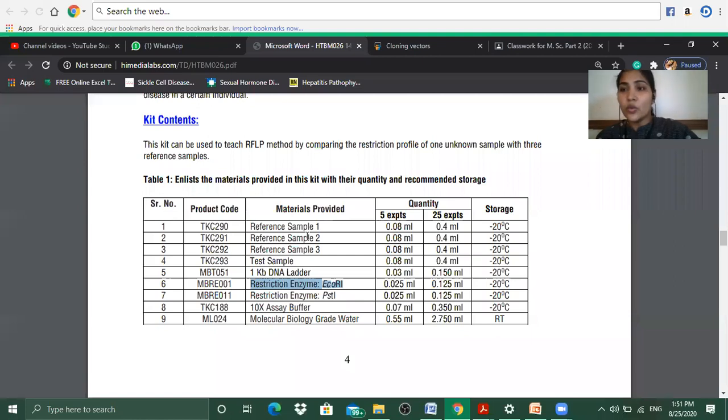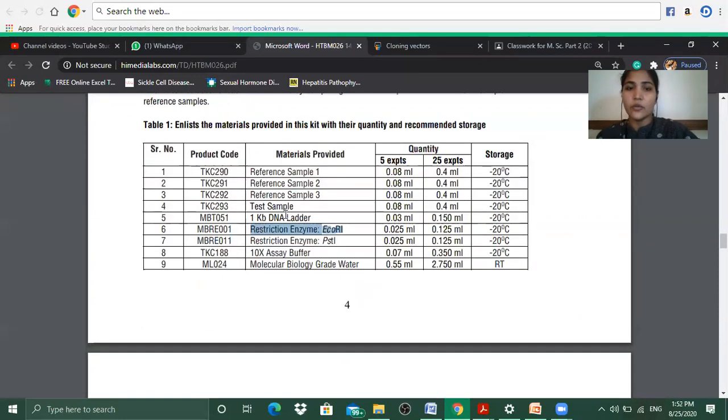We are going to treat them equally with these two restriction enzymes, and we'll be getting different fragments of DNA. When we treat these DNA samples with these restriction enzymes, we'll be getting different lengths of DNA, different fragments of DNA, which will be run on the agarose gel. Then we'll be checking the DNA profile of each sample DNA and of the reference DNA, and we'll be matching those fingerprints. Okay, so I will let you know how it is done.